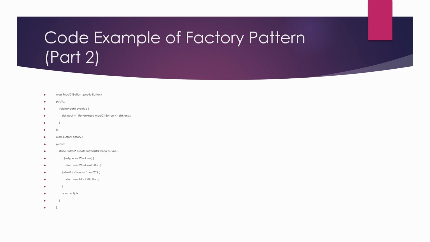In the next part of the factory pattern, we define the ButtonFactory class. The createButton method in this class takes a string parameter, osType, and based on its value, it creates and returns either a WindowsButton or a MacOSButton. This demonstrates how the factory pattern helps in deciding which class to instantiate without explicitly specifying it in the client code.